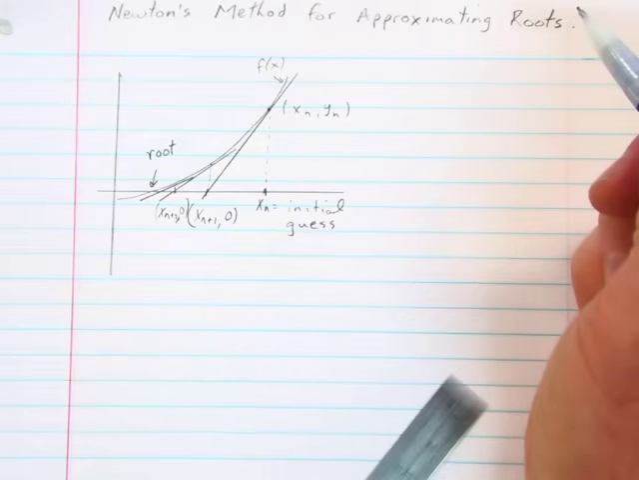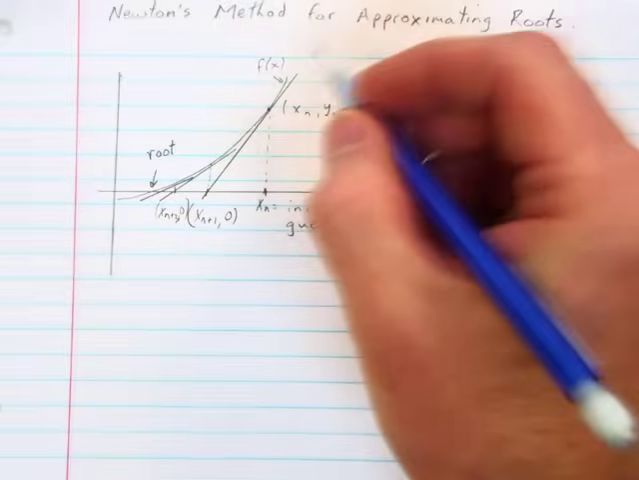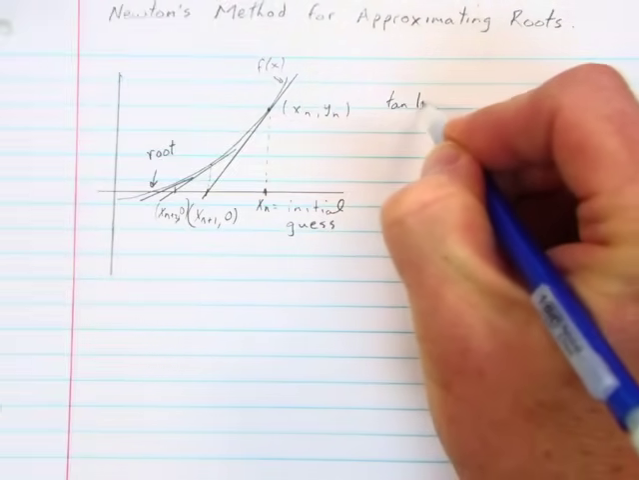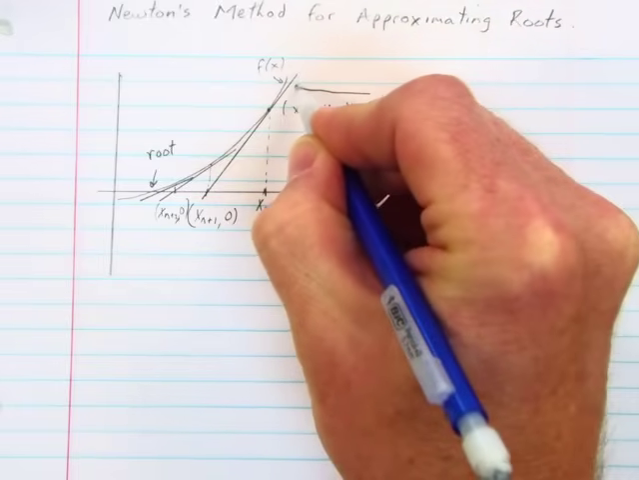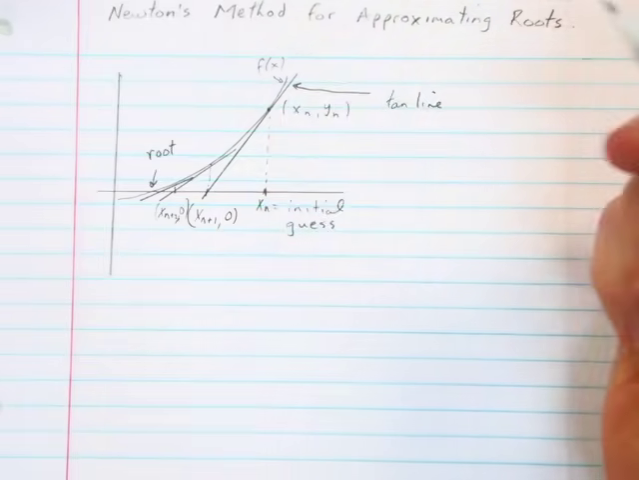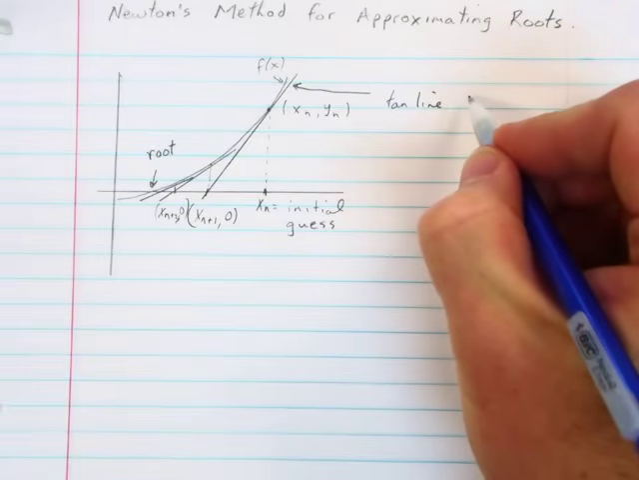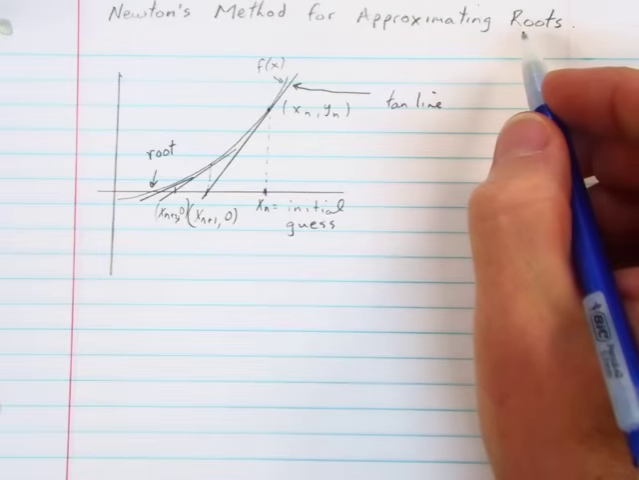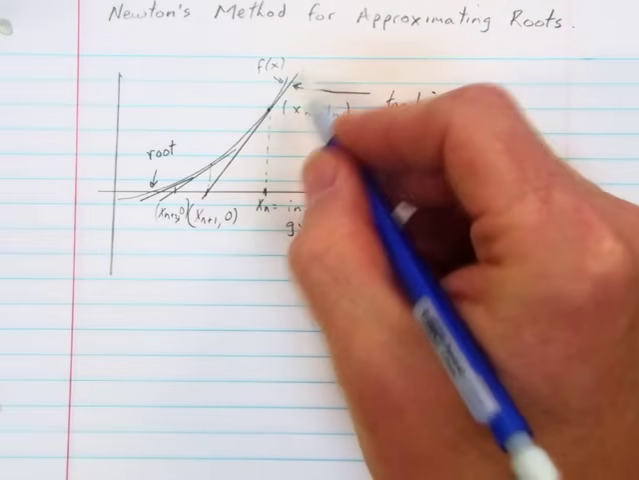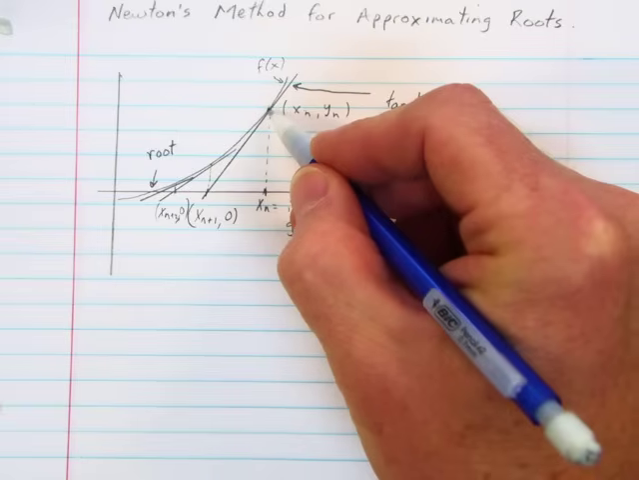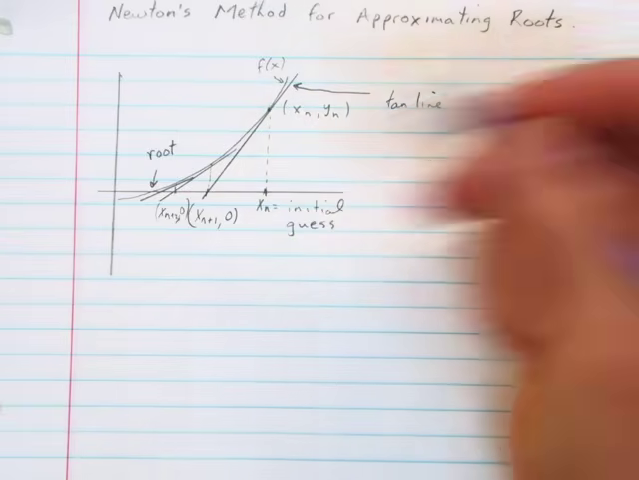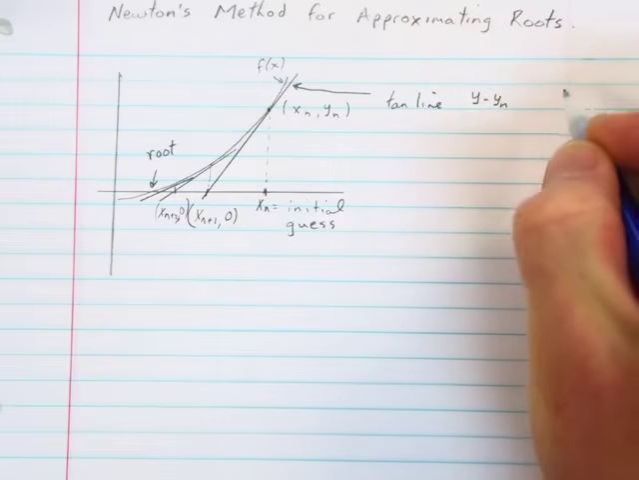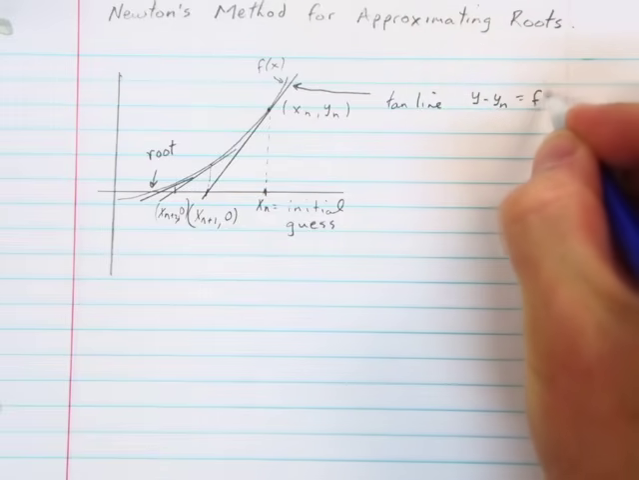Now let's see if we can derive an equation for this. We have the tangent line. That would be this thing. How do you find the equation of that line? Well, we need a point. We have a point on the line. That's x sub n, y sub n. And we also need a slope. What's the slope of the tangent line? Well, that's going to be the same as the slope of the curve at that point. That's our derivative. So we'll have y minus y sub n equals f prime.